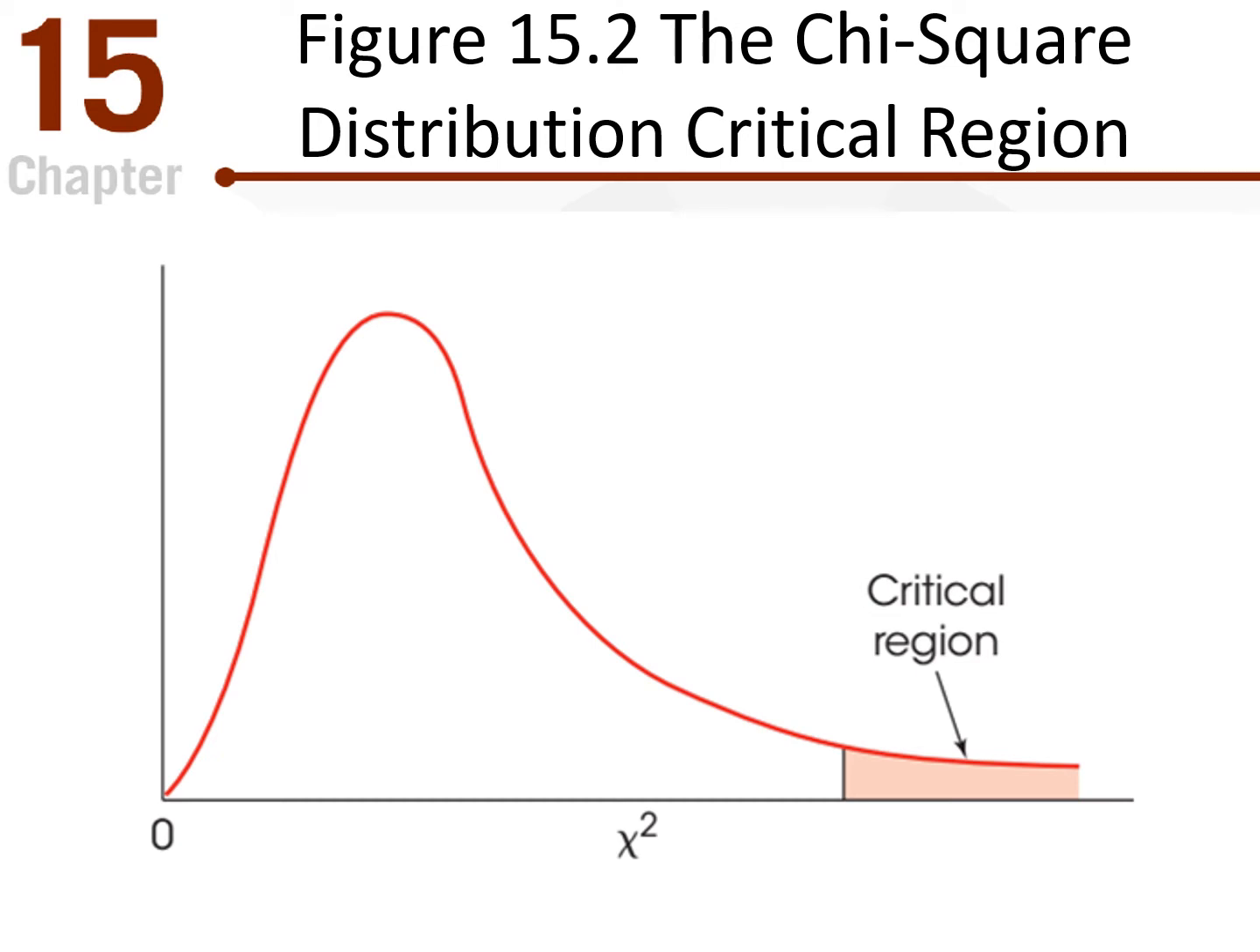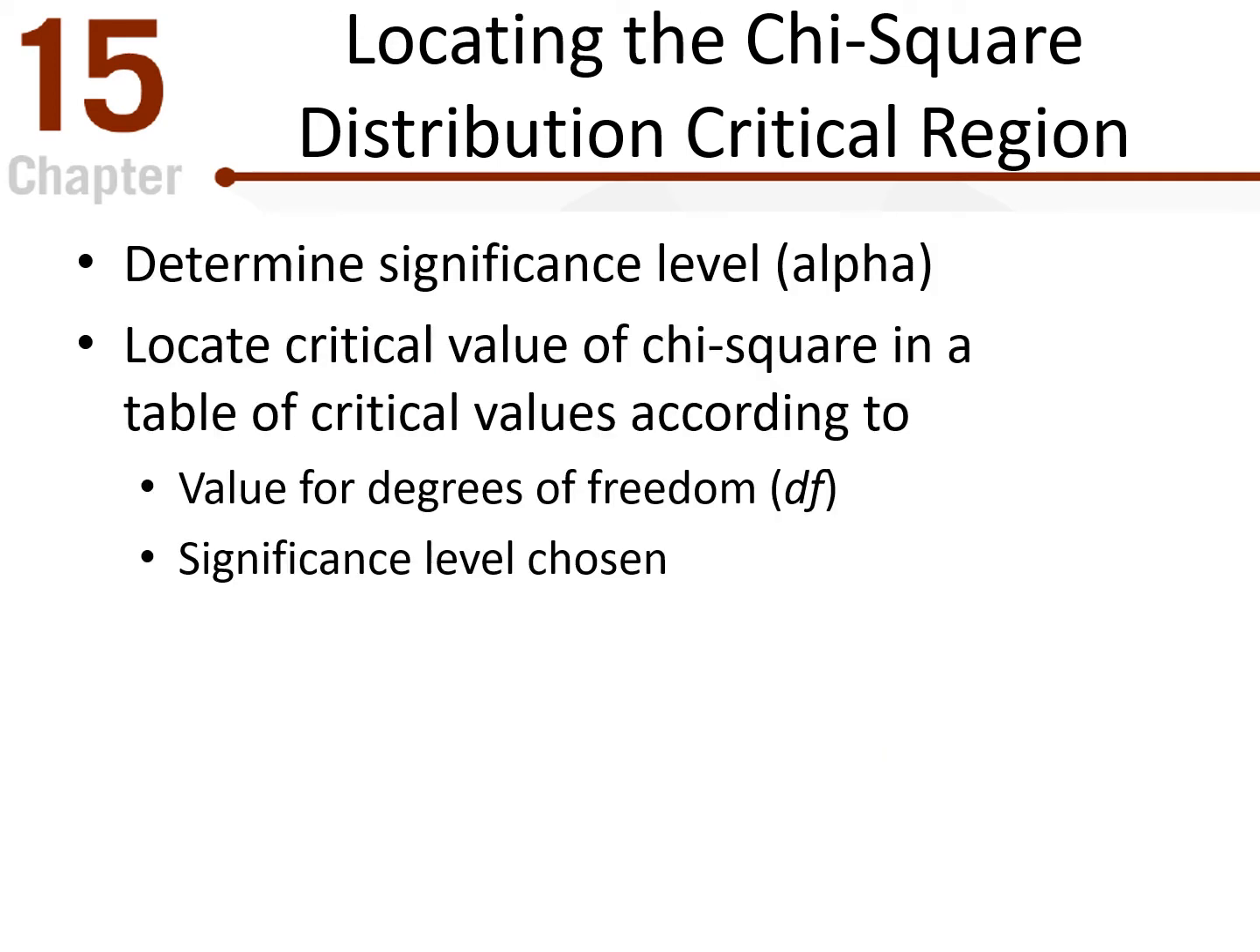It's a one-tailed test. There's no negative values, so you don't have to worry about directional, non-directional. There's no such thing. It's just a one-tailed test. So you determine the significance level, 0.05 usually. You find the critical value in the table based on degrees of freedom, and then you compare. It's as simple as that.